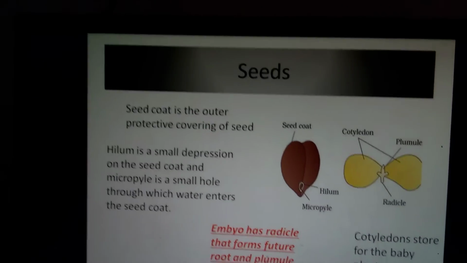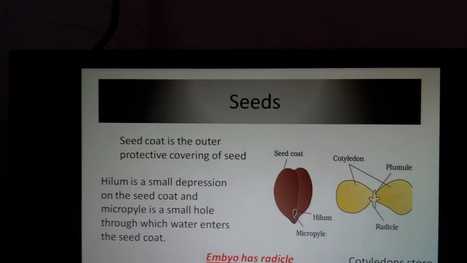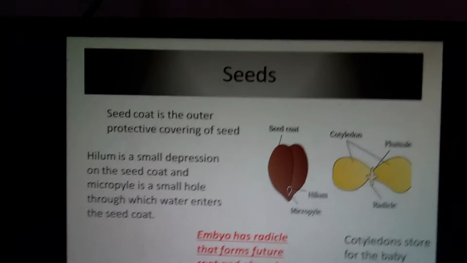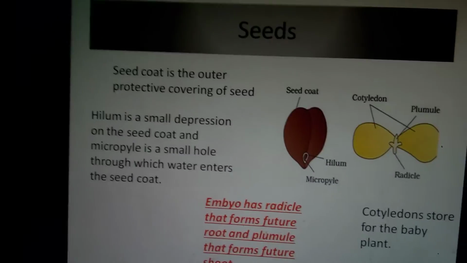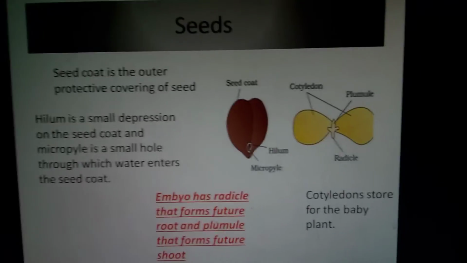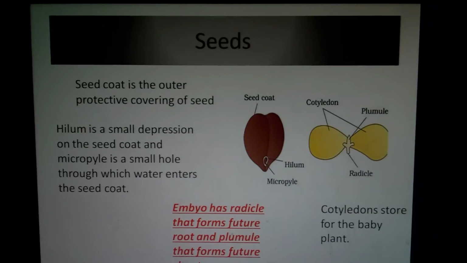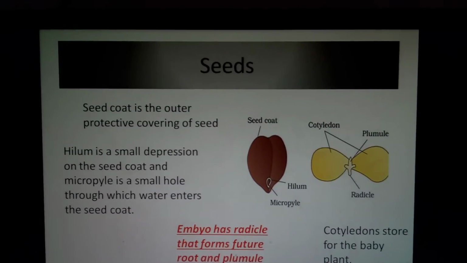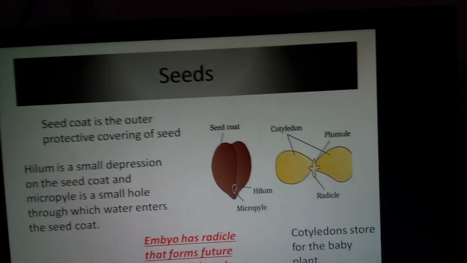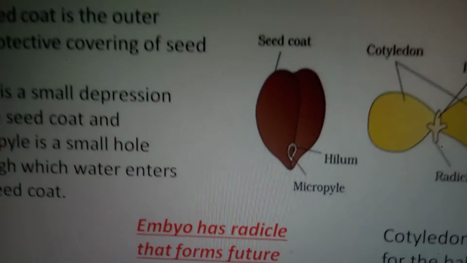Hilum is a small depression on the seed coat, and micropyle is a small hole through which water enters the seed. Have you ever thought how water can enter the seed coat? It is sealed, but it has a small hole known as the micropyle, and the hilum is the small depression on the seed coat. This is a diagram of the seed coat, micropyle and hilum.